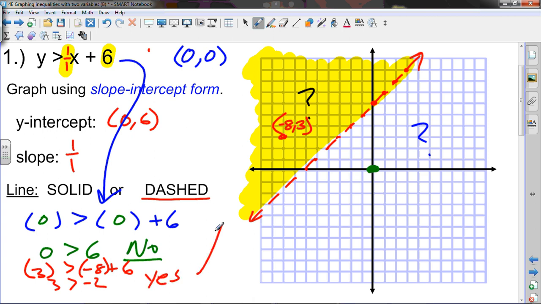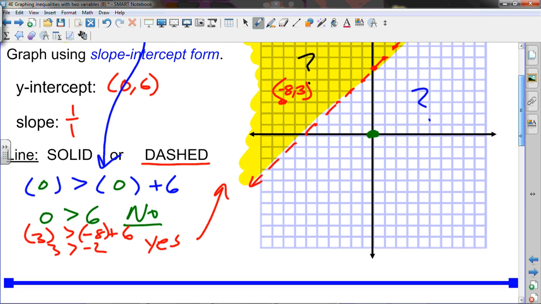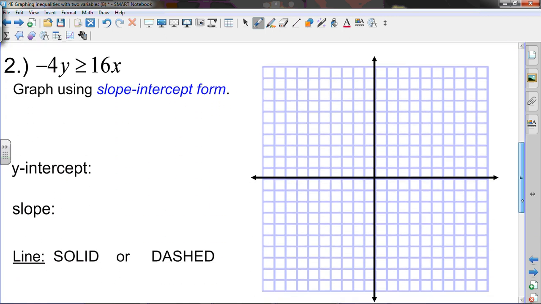So notice that point is included, and it's in the correct side. Okay, and we can see that in a better example here. So let's go ahead and graph this line. Now the first thing I'm going to do is put it into y equals mx plus b form. So I'm going to divide everything by negative 4.